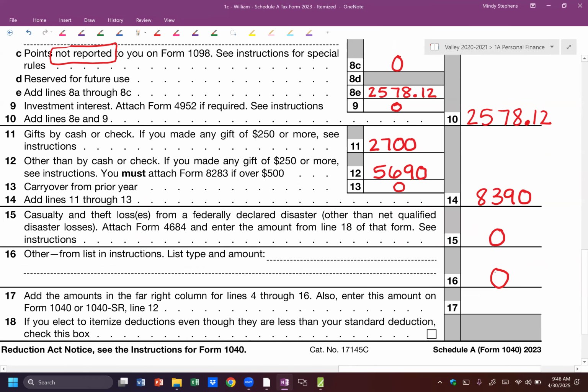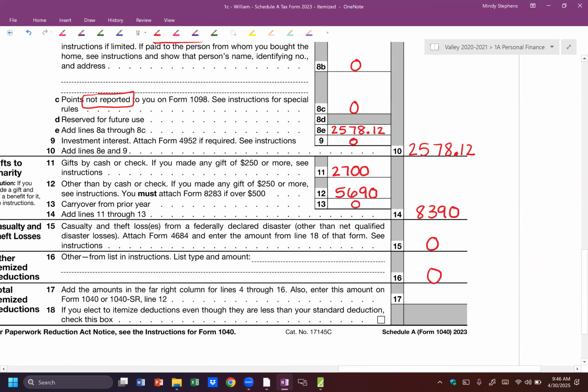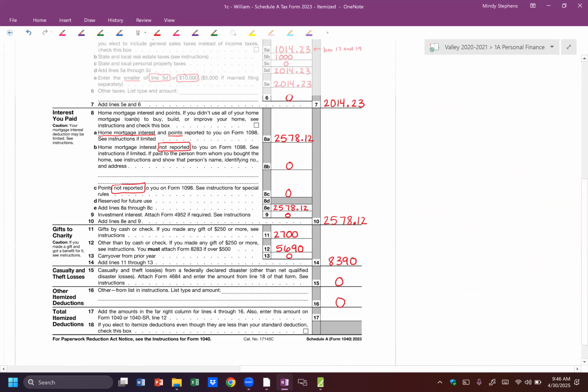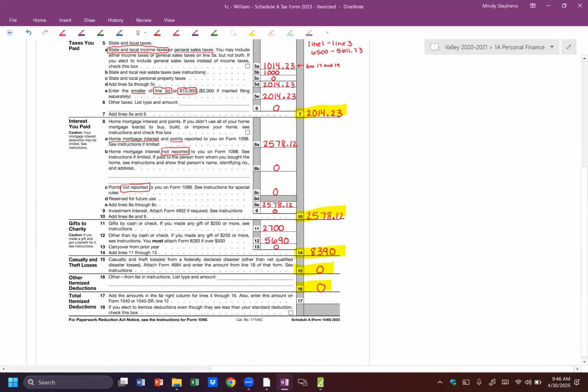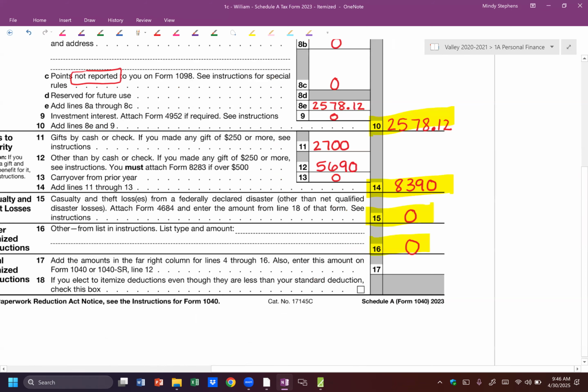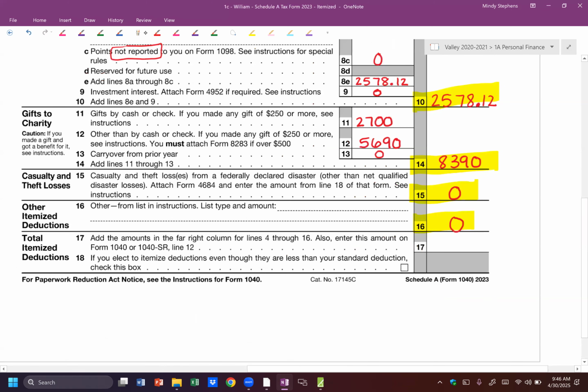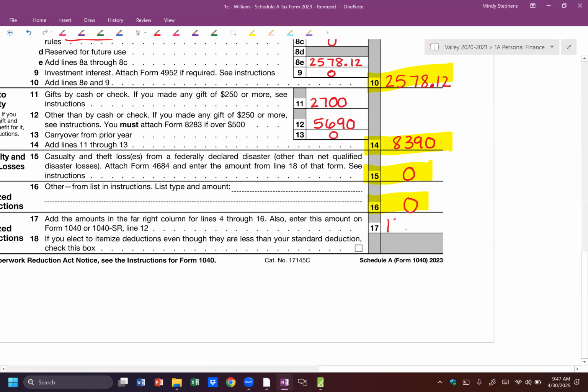17, add them all up. So you're going to take that far right column and add everything together. So you're adding line 4, line 7, line 10, 14, 15, 16, adding all those numbers together. And that's what's going to go down on the bottom. And this is your itemized deduction number. So if we add all those, I get 13,870.62. Okay, anybody check that to make sure I've got the same thing as you? 13,870.62. So that's his itemized deduction number.